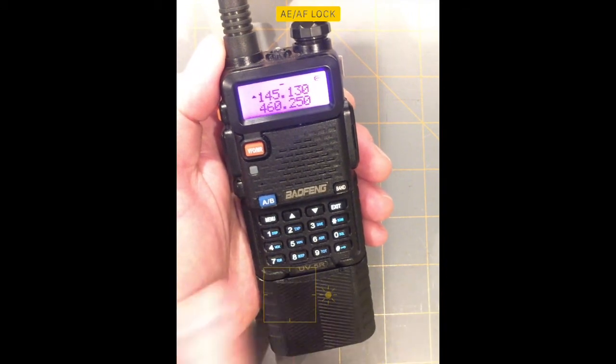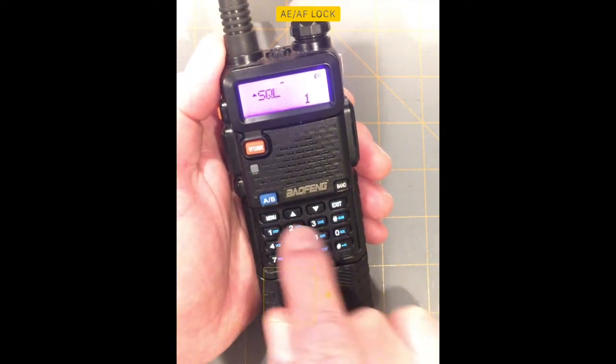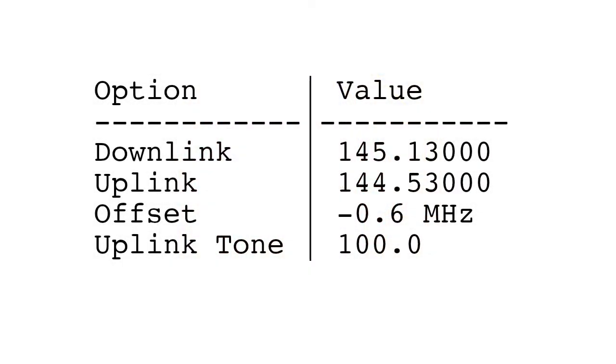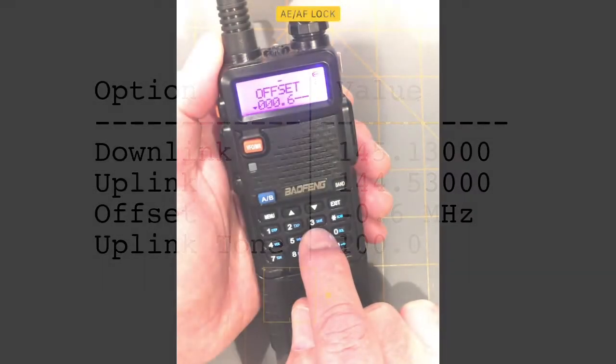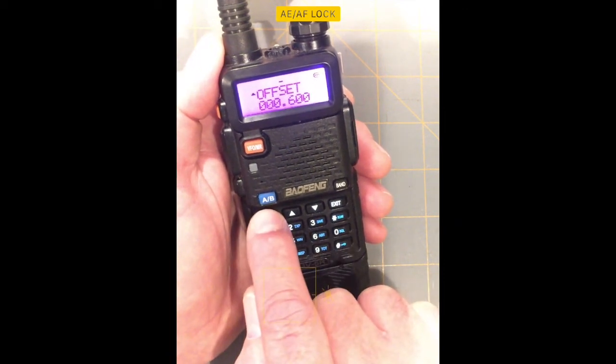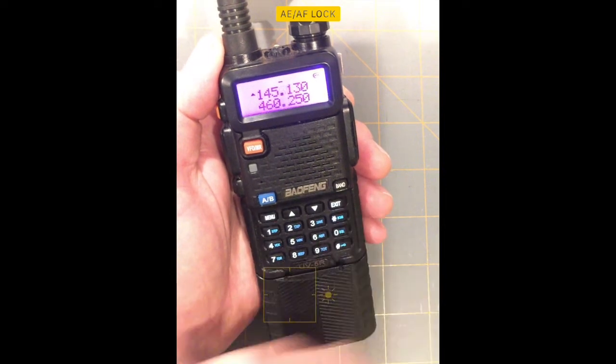Menu 26 menu. Offset frequency. It is a 0.6 megahertz offset, so 000600. 0.6 megahertz. Confirm with menu and exit.